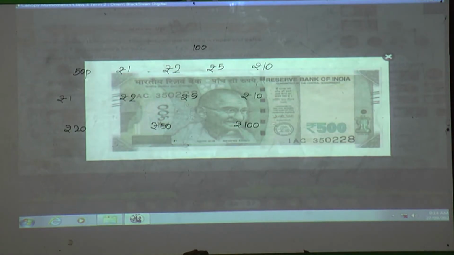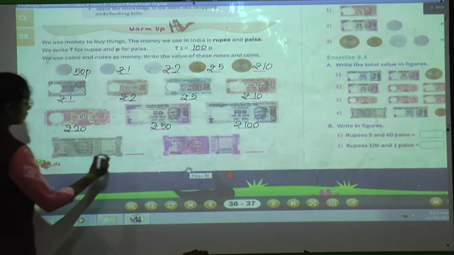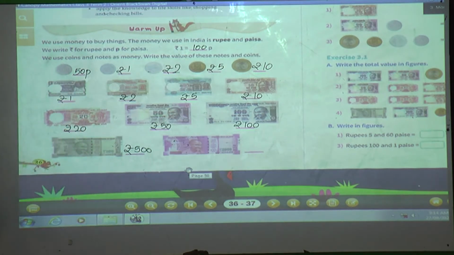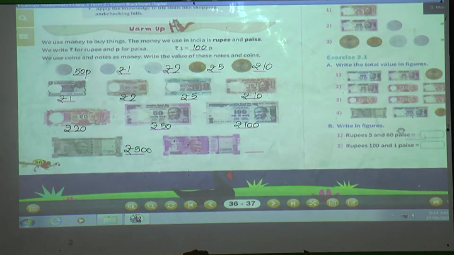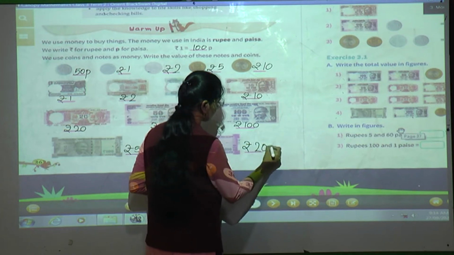See here, this is the note of, here you can see the number 500. So it is a note of 500. So here we will write rupees 500. Then see the last note. Which number can you see on the note? See, it is a 4-digit number. Yes, read the number. It is a 2000. Correct. It is a note of 2000. So we will write here rupees 2000.